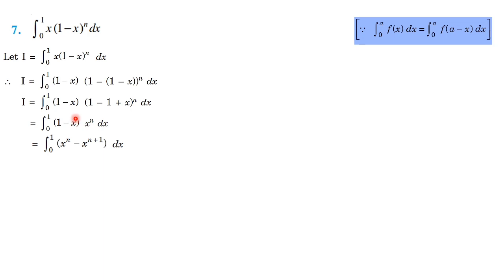So here the power of x is 1. When we multiply the bases, we add the exponents. So here 1 is there, here n is there, so 1 plus n will be coming, x power 1 plus n, that is n plus 1, dx. Now it is in a non-format form for us, so we can just integrate. The integration of x power n, we know, is x power n plus 1 by n plus 1, minus the integration of x power n plus 1, which is x power n plus 2 by n plus 2. So here already n plus 1 is there.